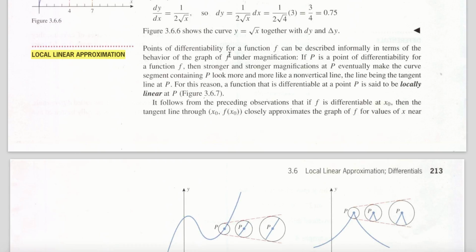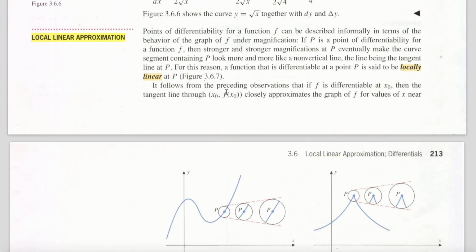Points of differentiability for a function f can be described informally in terms of the behavior of the graph of f under magnification. If p is a point of differentiability for a function f, then stronger and stronger magnifications at point p eventually make the curved segment containing p look more and more like a non-vertical line, the line being the tangent line at p. And for this reason, a function that is differentiable at point p is said to be locally linear.